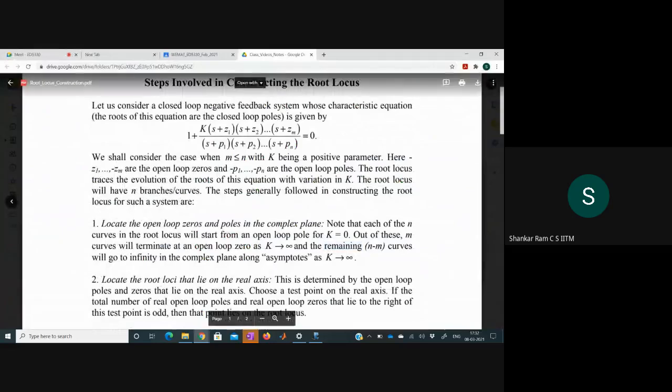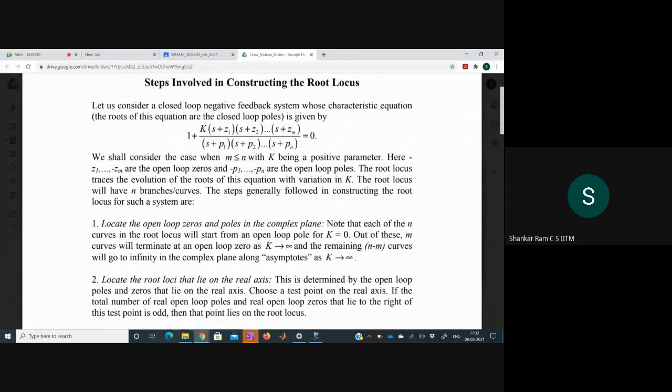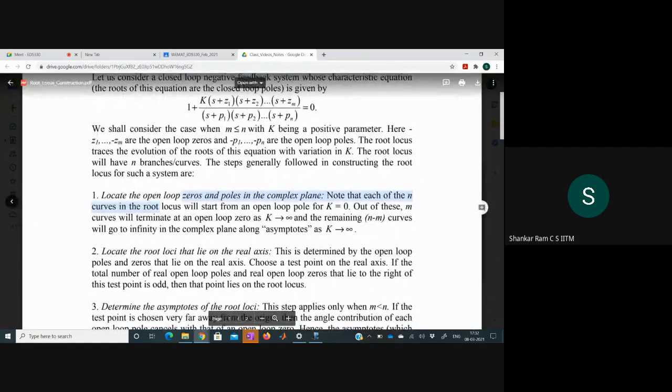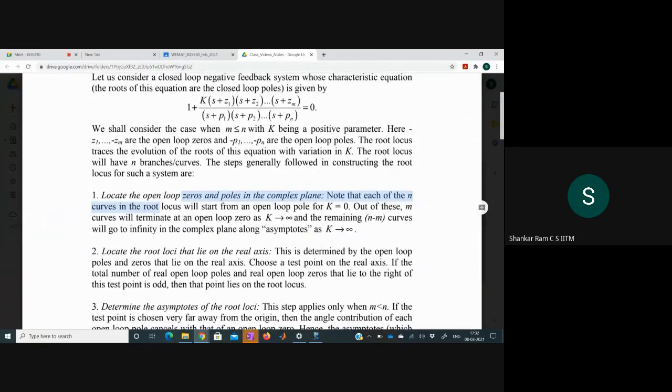Now, the steps involved in constructing the root locus are the following. What is the first step? The first step is to locate the open loop zeros and poles in the complex plane. So how do we get at this step? Note that each of the n curves in the root locus will start from an open loop pole for k equals 0. Out of these, m branches will terminate at an open loop zero as k tends to infinity, and the remaining n minus m curves will go to infinity in the complex plane along asymptotes. Okay, point number 1.